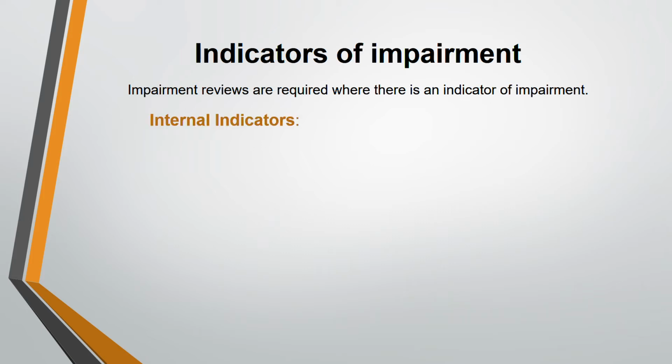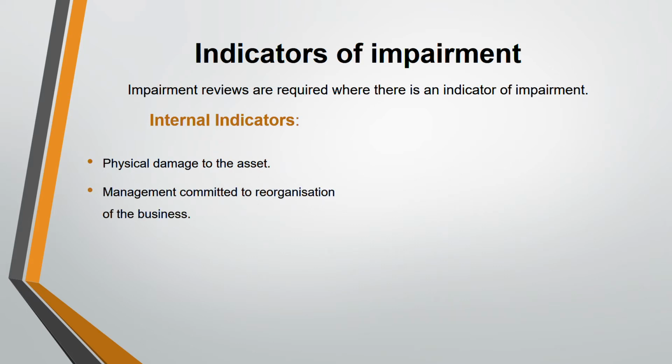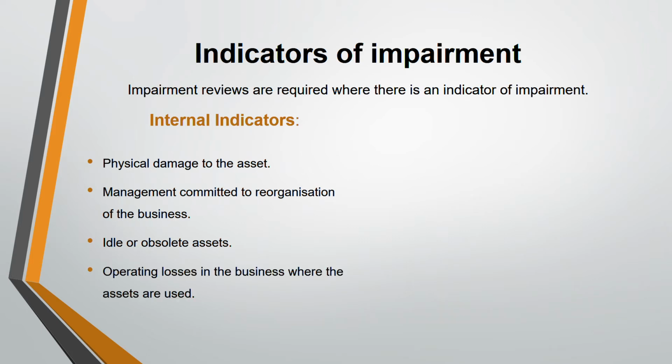So the internal indicators are what? Physical damage to the asset, or management is committed to reorganization of the business, idle or obsolete asset, or operating losses in the business where the assets are used. So these are some internal, these are in the control of the management inside the organization. For example, if the asset is lying idle, managers can take some actions to make it into use, right? So these are internal indicators.